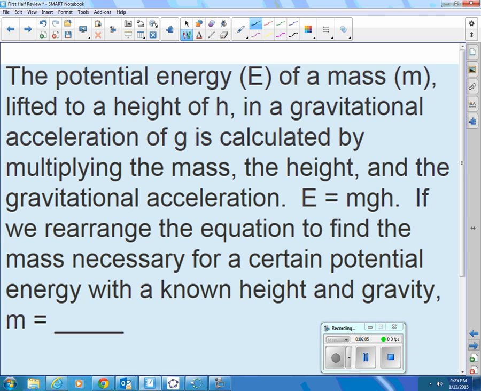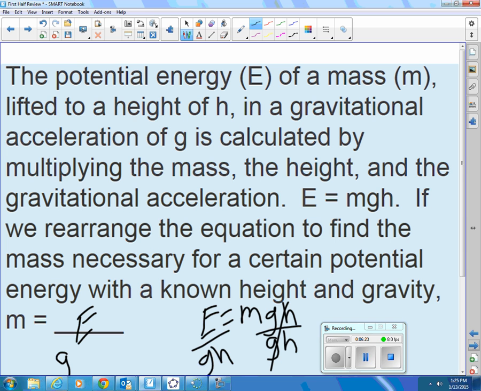Well, we go ahead and solve this equation for m. Mass times gravity times height. So if I divide by gravity and height, then that tells me that the mass is equal to the energy divided by the gravity and the height. Gravity times the height. There we go. Mass is equal to the energy divided by the gravity and divided by the height.